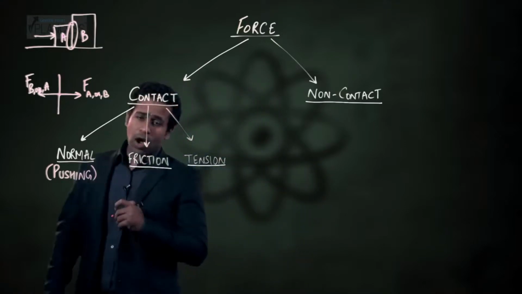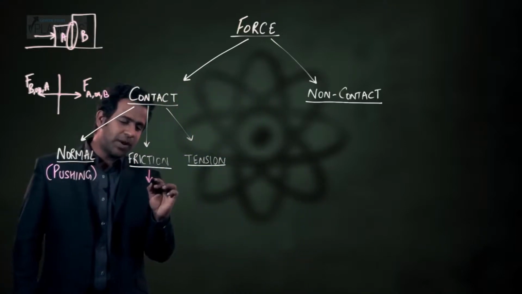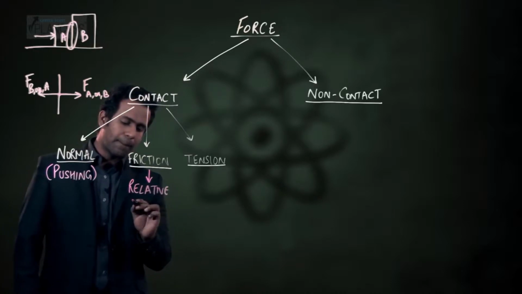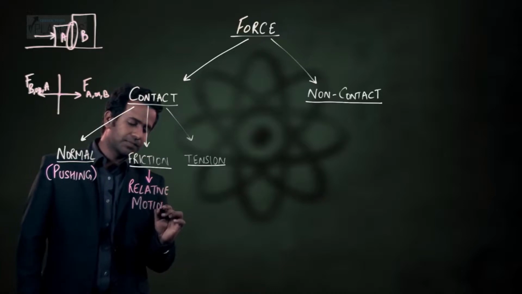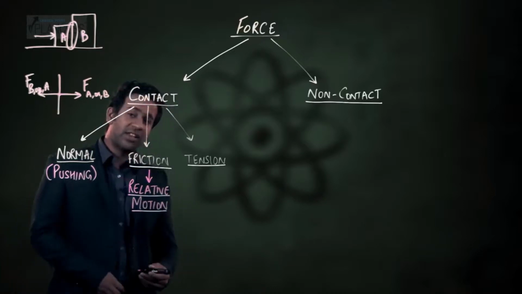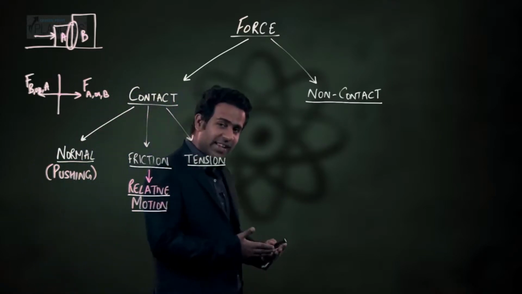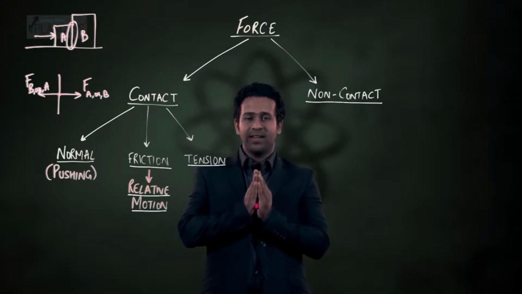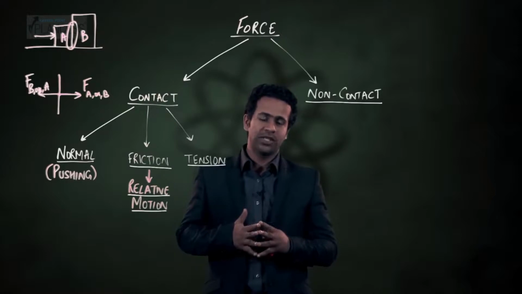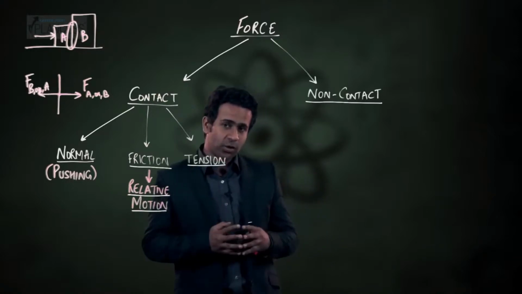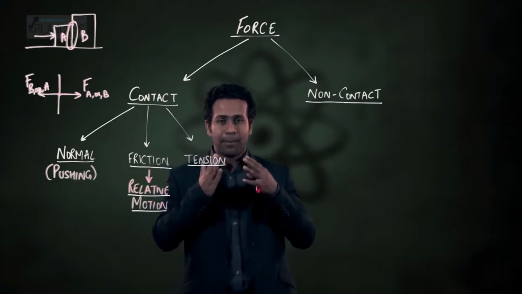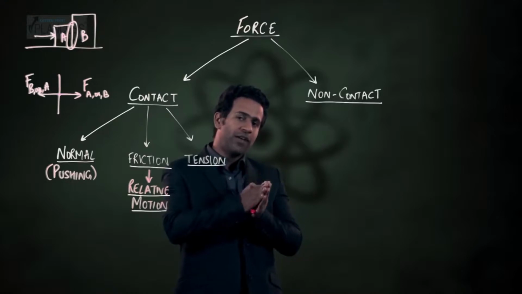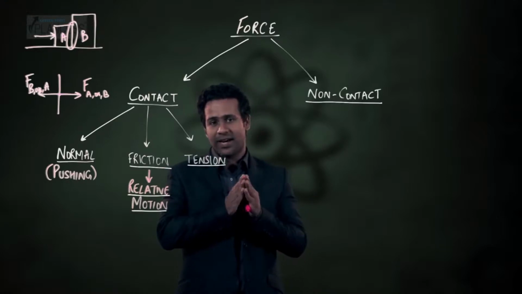Now, if you recall, we had discussed that friction comes into play whenever there is relative motion between two surfaces. So if there is relative motion, or if there is a tendency of relative motion between two bodies in contact, then they both exert a frictional force on each other. And the reason to exert frictional force is that the body does not like the other body to move with respect to itself when they are in contact.